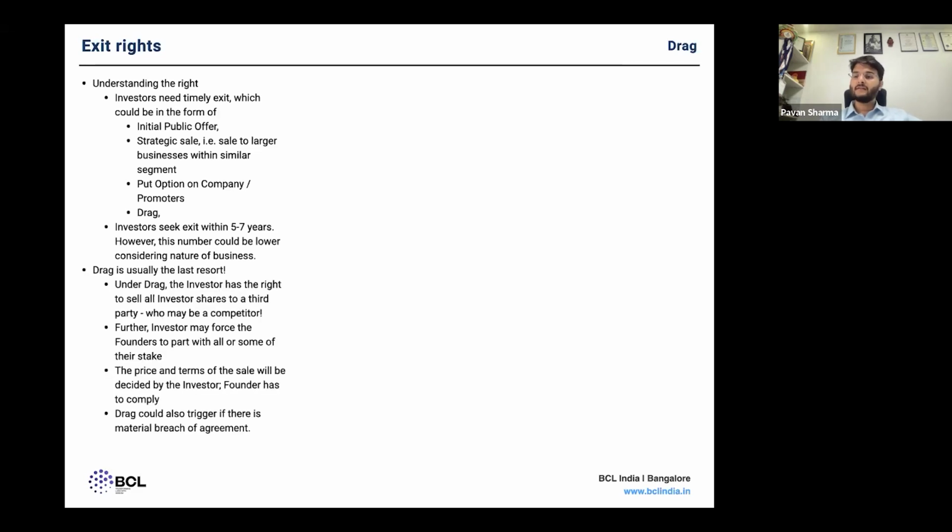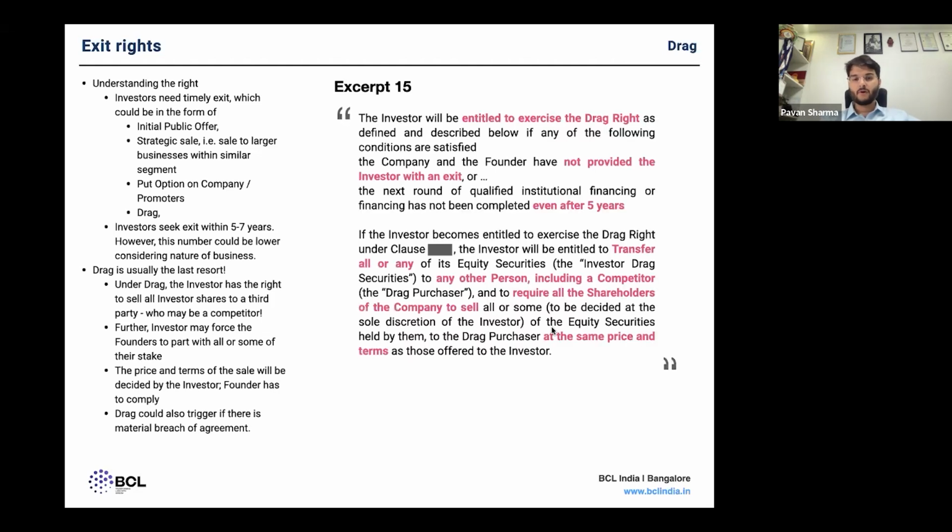Drag along says that in case the founders are unable to get an exit, are unable to return money to the investor, the investor will have the right to drag the company and sell it to anybody that the investor wants to. Now, that anybody could also be a competitor of the company, because it is the option of last resort. As the company is unable to provide any return to the investor, the investor says, I cannot wait any longer. I will take your company, I will sell it to somebody who's giving me the best price I can get. And you are forced to sell your company to the buyer that the investor identifies. And this is typically how a drag along clause looks.